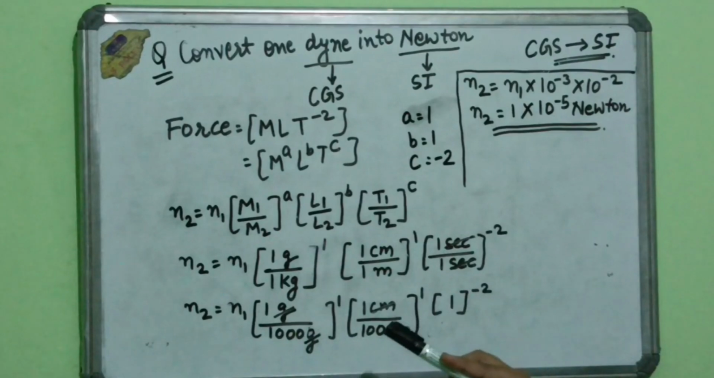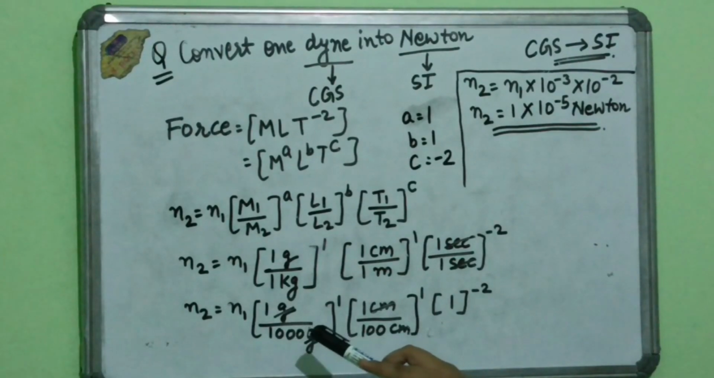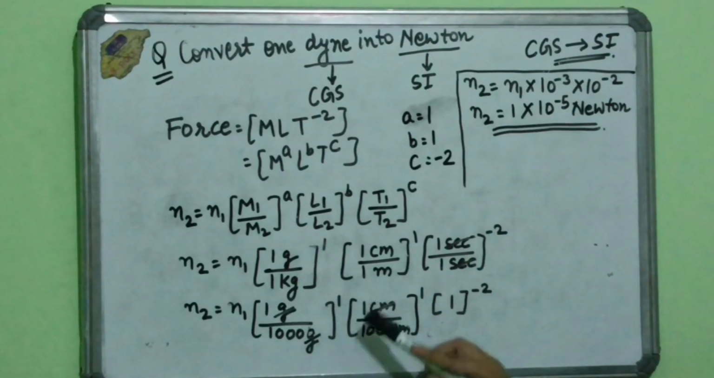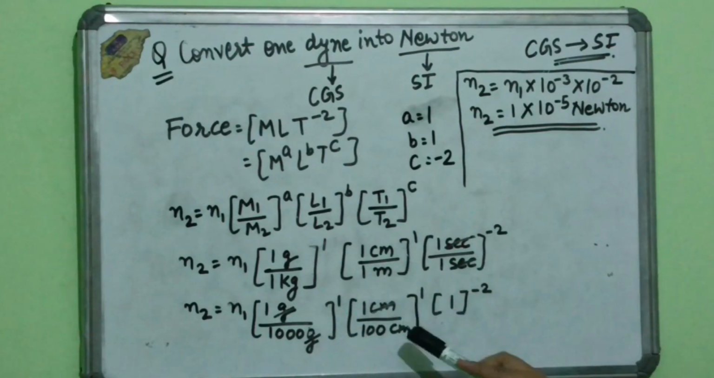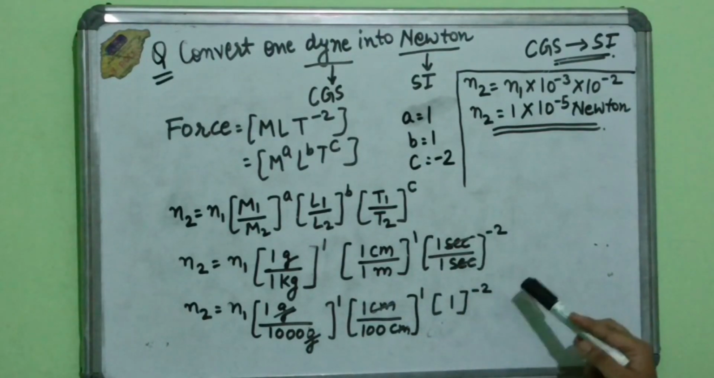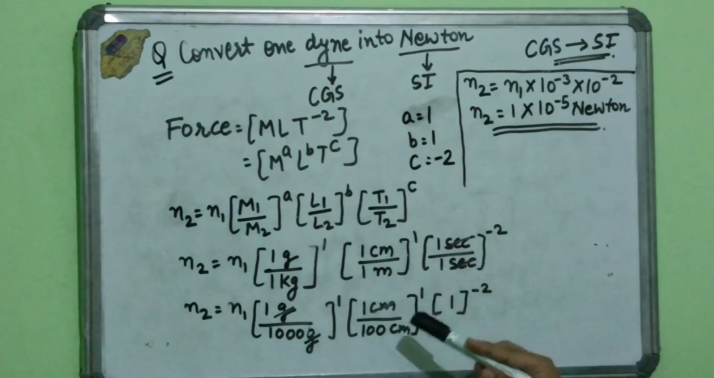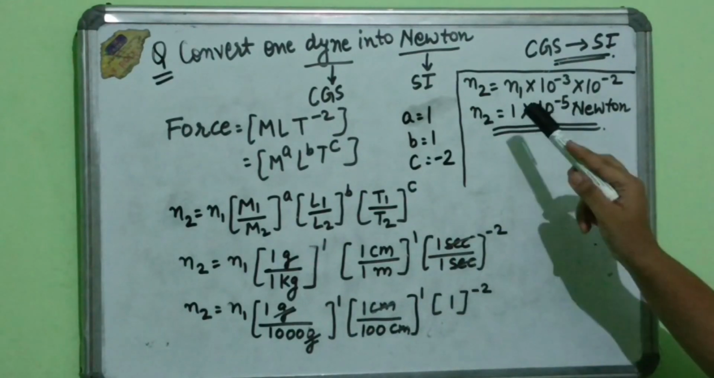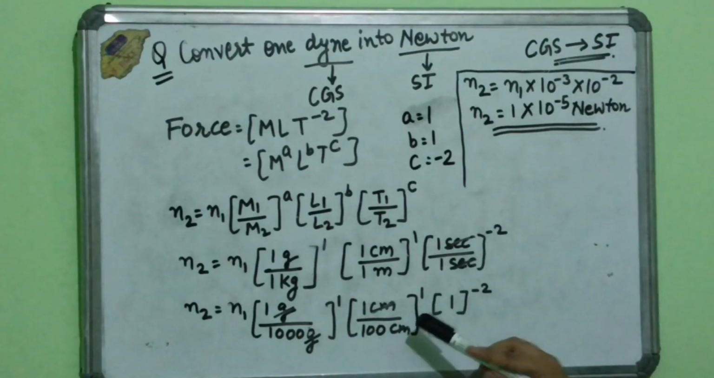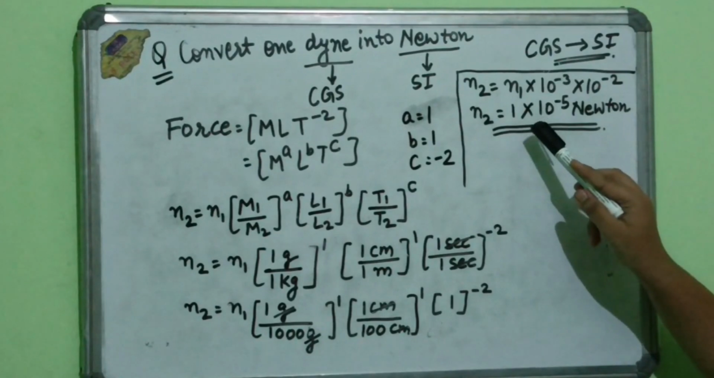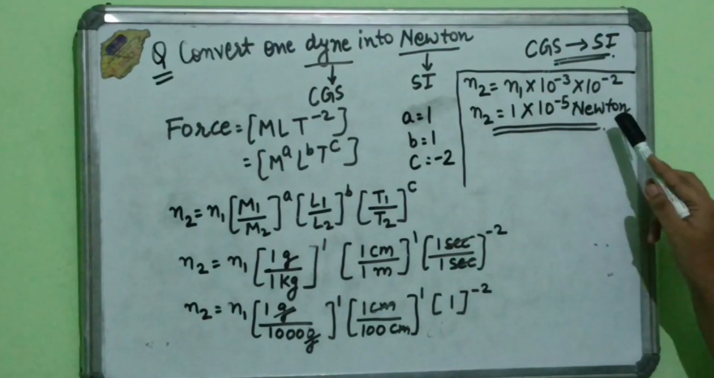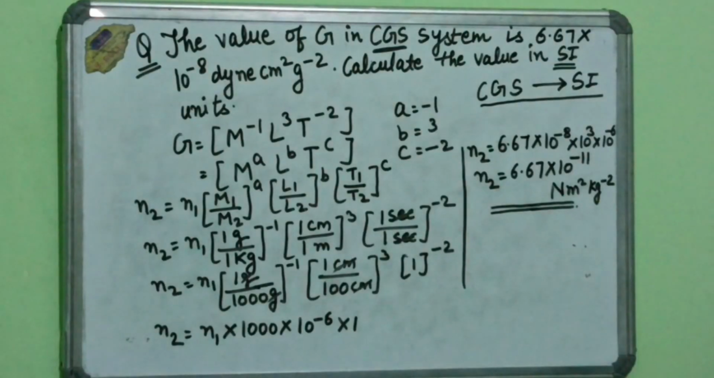Second gets cancelled. So n2 is equal to n1 (1 gram upon 1 kg) to the power 1, which is 1000 gram to the power 1, (1 centimeter upon 1 meter) which is 100 centimeter to the power 1, and 1 to the power minus 2. Gram gets cancelled, centimeter gets cancelled, so n2 becomes n1 into 10 to the power minus 3 into 10 to the power minus 2. In the question it is given that n1 is 1, so n2 is equal to 1 into 10 to the power minus 5 Newton.